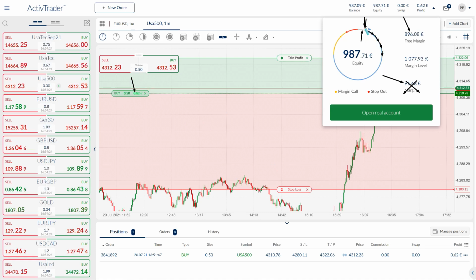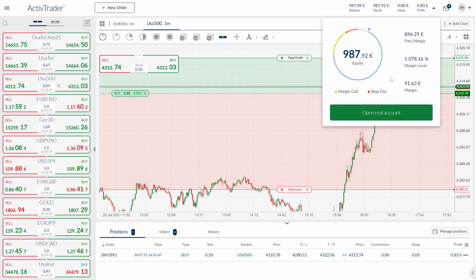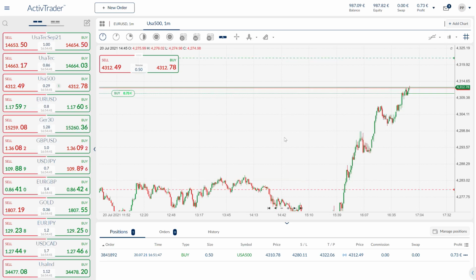That's why margin should be maintained at a healthy level. Never use more margin than half of your account or you're in great danger. This is the way it goes. This is really that easy, guys. So it's not that complicated.